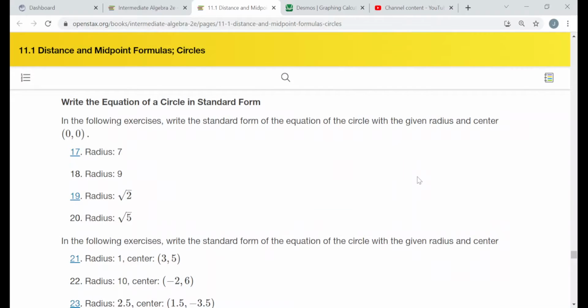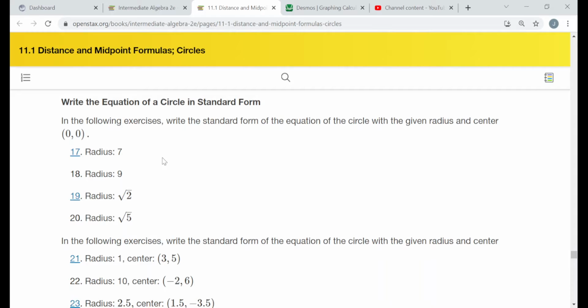Every exercise I'm going to be doing in this video is taken directly from a free online textbook at openstax.org, and it's in the Intermediate Algebra 2nd edition text. I'm in section 11.1 titled Distance and Midpoint Formulas and Circles, and I'm under the heading Write the equation of a circle in standard form.